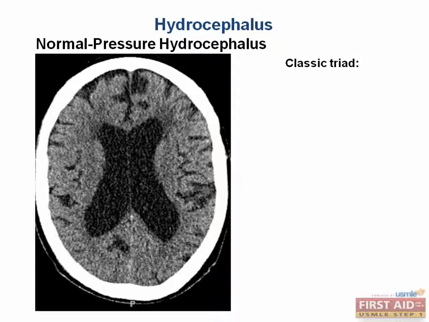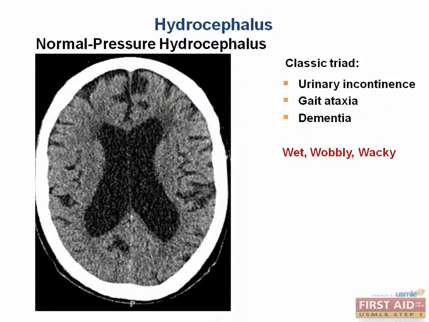Patients present with a classic triad of symptoms. What are they? Urinary incontinence, gait ataxia, and dementia, which you may remember as wet, wobbly, and wacky. That's the mnemonic for it. It is important to diagnose as it is a reversible cause of dementia in the elderly.